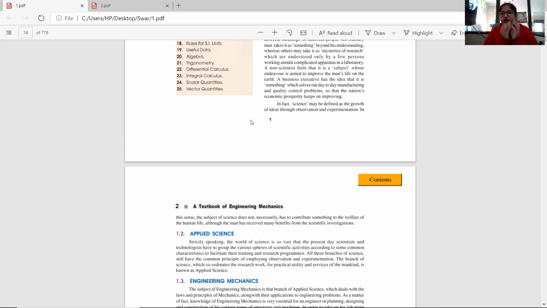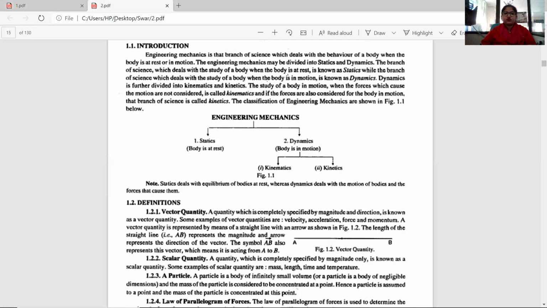So science defines the growth of ideas through observation and experiments. In science, there is a branch which we know as applied science. What is applied science? A branch which coordinates research work for particular utility and the service of mankind. Okay, so now let's move to mechanics.